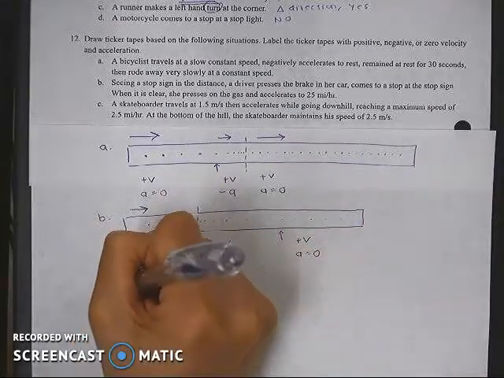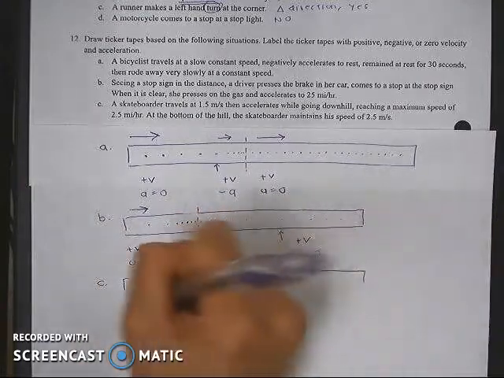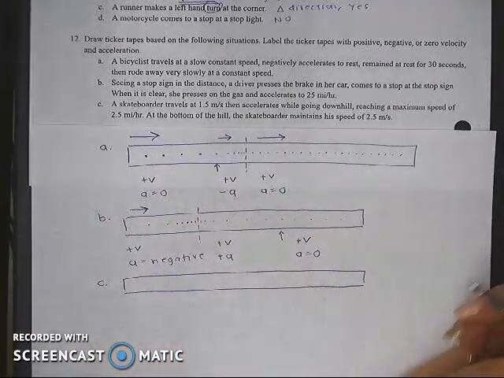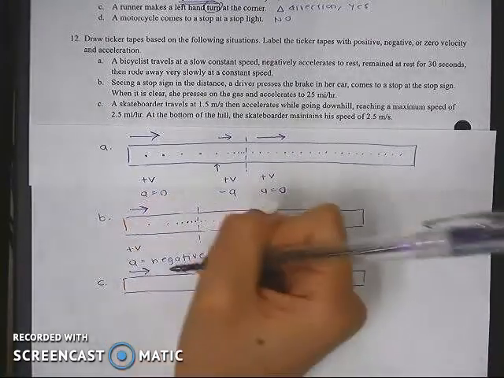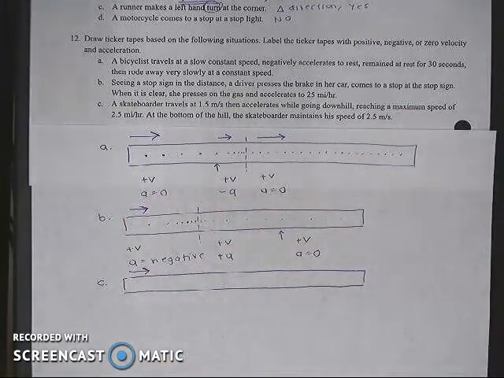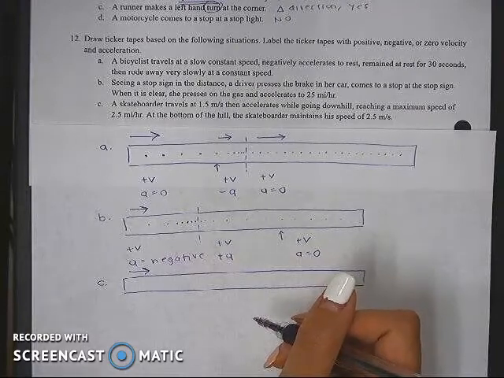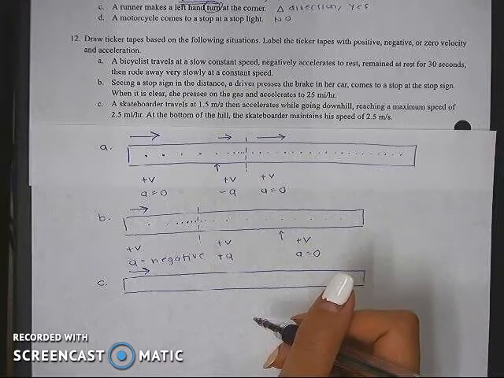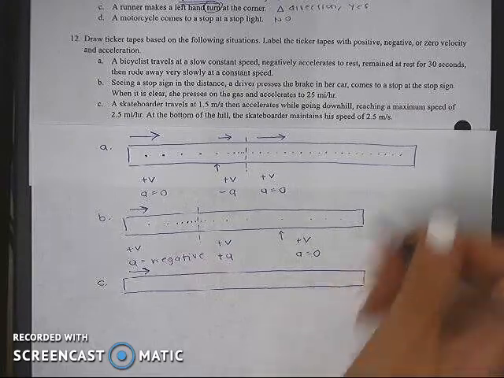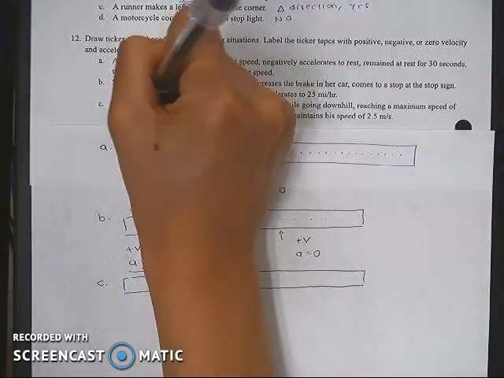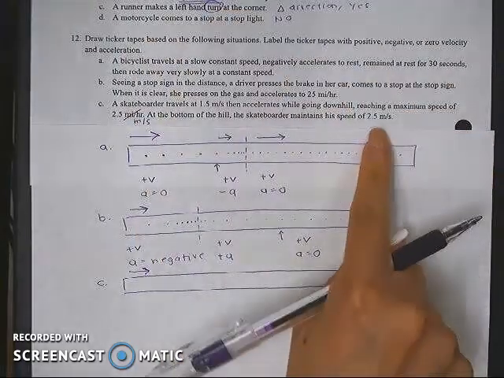Finally, part C. Go ahead and draw my ticker tape right here. Okay. So we're also moving in this direction. And for this one, what we see is there's a skateboarder traveling at 1.5 meters per second, and then accelerates while going downhill, reaching a maximum speed of 2.5 meters per second. At the bottom of the hill, the skateboarder maintains his speed of 2.5. Oops, this one should be meters per second. Apologize for that. Okay, 2.5 meters per second.